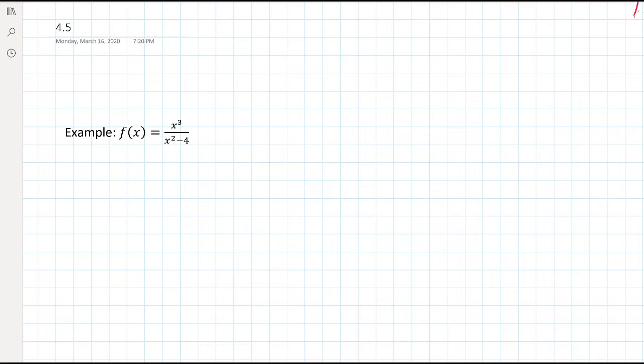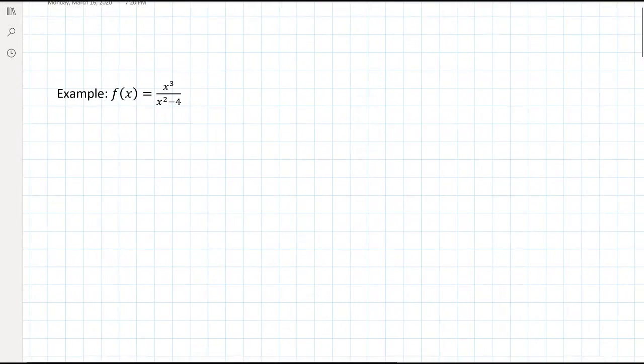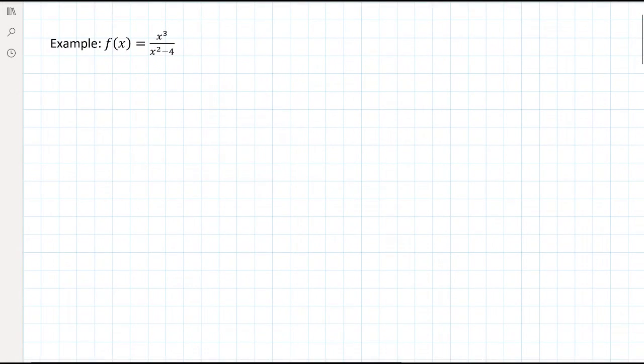All right, in this video, we're going to go over how to graph a rational function. I think the best way to get started is to jump into an example. Let's say we have the function f of x equals x cubed over x squared minus 4.